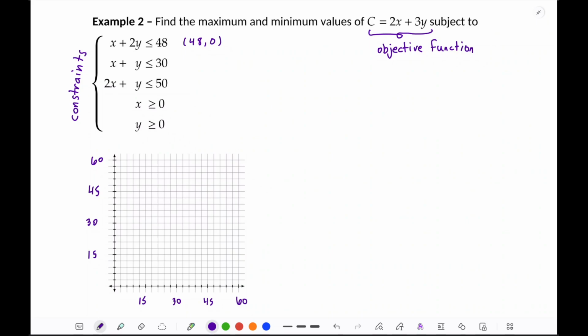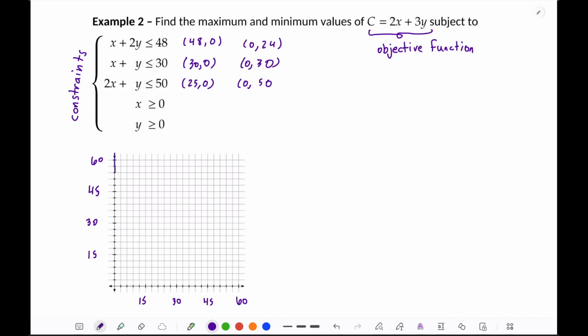And then if I cover up x, I need to divide by that 2, so we get 0, 24. For the next line, if I cover up y, we get 30. If I cover up x, we also get 30. For the last line, if I cover up y, I divide by 2 to get 25. If I cover up x, I get 50. So I'm glad I decided to go to 60.